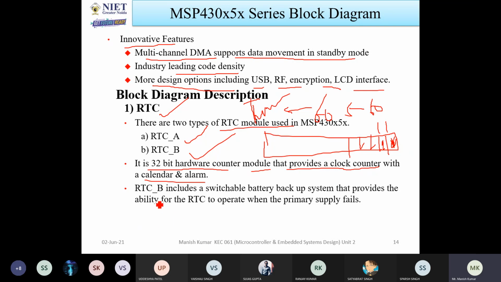And RTCB includes a switchable battery backup system that provides the ability for the RTC to operate when the primary supply fails. Now what will happen? This is the facility with RTC. When your primary battery is available, it means your system is switched on, then you can use the primary battery for RTC. But if the primary battery is switched off, let us consider the system is switched off, then also RTC will work. So for this RTC, you require a switchable battery, a battery backup system.